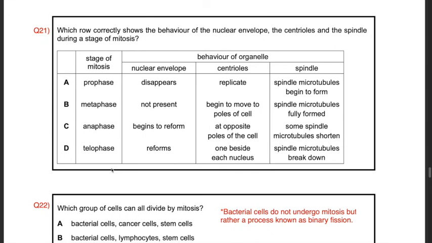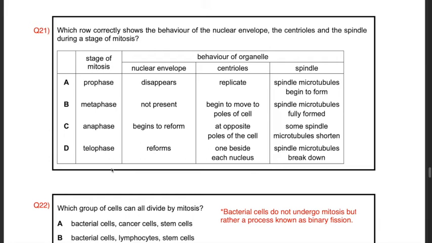Question 21. Which row correctly shows the behavior of the nuclear envelope, the centrioles and the spindle during a stage of mitosis? Let's look at A. Stage of mitosis, prophase, nuclear envelope disappears. Yes, that is correct. Behavior of organelles, centrioles replicate. That is incorrect because centrioles replicate before prophase. Because at prophase, the centrioles will start to move to the opposite poles of the cell. It does not replicate at prophase.